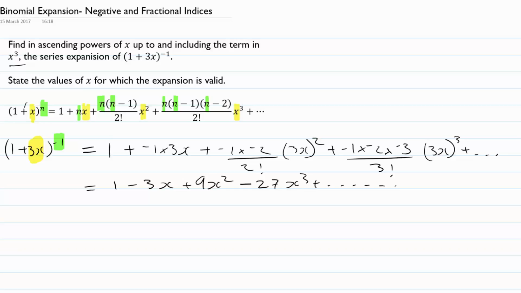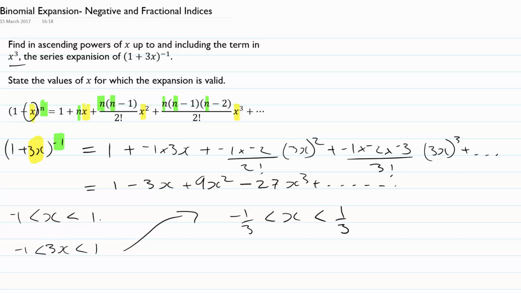Now it states the values of x for which the expansion is valid. Remember we knew that x had to be between minus 1 and 1, but we've got 3x. So 3x has to be between minus 1 and 1 for this expansion to work. So this implies that the values of x for which this is valid is between minus 1/3 and 1/3. So we divide this by 3 to get minus 1/3, and divide this by 3 to get 1/3. And that gives us the values of x for which the expansion is valid.